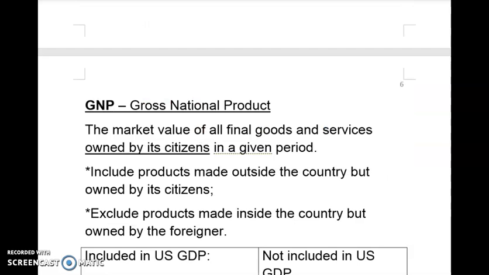We have an alternative concept called GNP. It is the market value of all final goods and services owned by its citizens in a given period. The only difference is owned by its citizens. So whoever owns the product counts into GNP. If we don't own it, it's not in GNP.